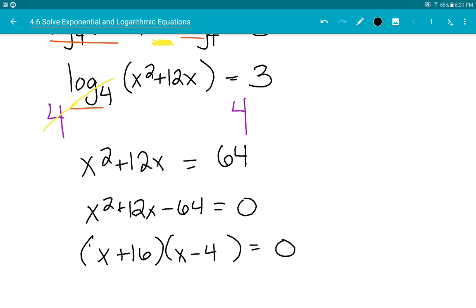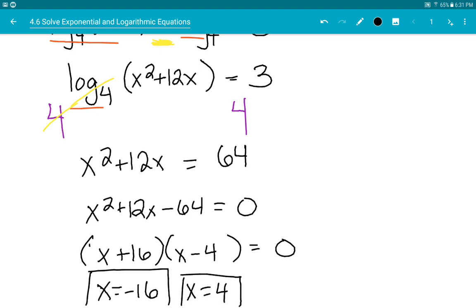Now what we're going to do is solve each of these. You're going to get x equals negative 16 and x is equal to 4. All right, so those are the two solutions that you have for the problem.